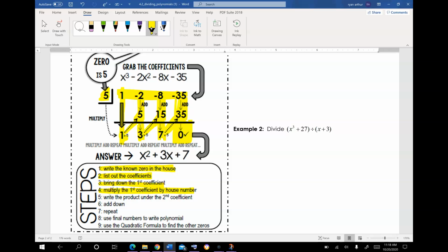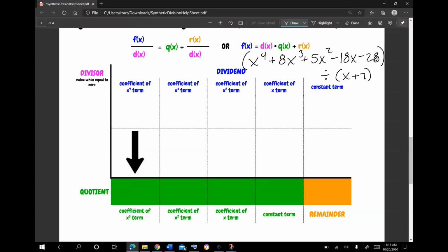If you start with a cube, the answer is always 1 less than what you start with. I started with a cube, so my answer is going to be a squared. So it's going to be 1x squared plus 3x plus 7, and there's no remainder, so we don't have to write it. So let's do one with some guided help.